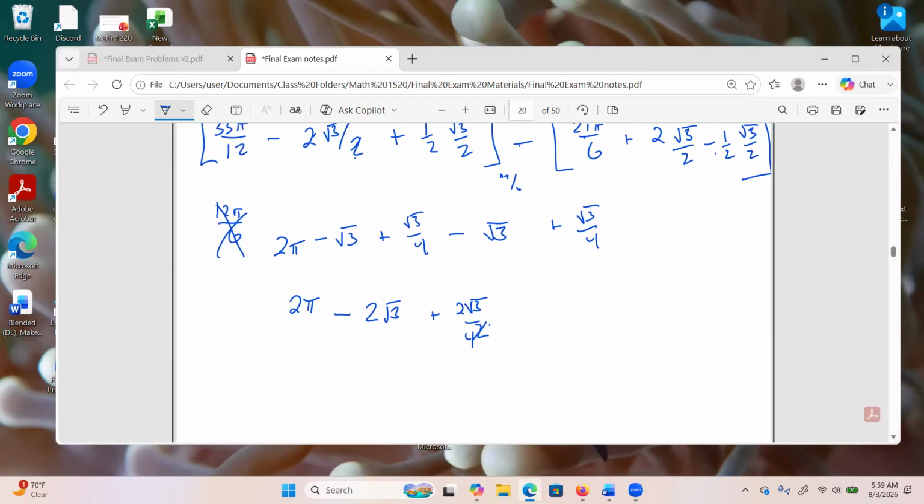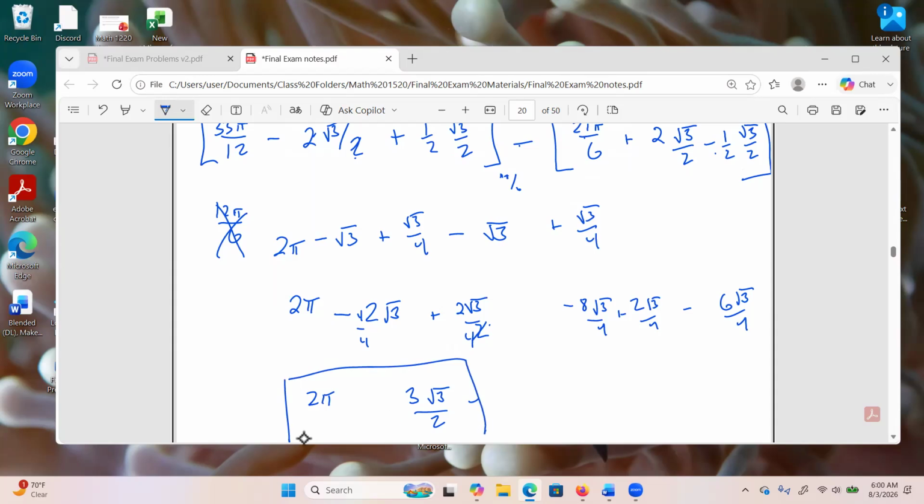And then we have multiplying this one by 4 over 4. So we have minus 8 root 3 over 4 plus 2 root 3 over 4. That's going to be minus 6 root 3 over 4, which is going to be 2 pi minus, and then we're going to cancel some stuff out. So that's just going to be 3 root 3 over 2. And that's our answer for how you do a problem like this.